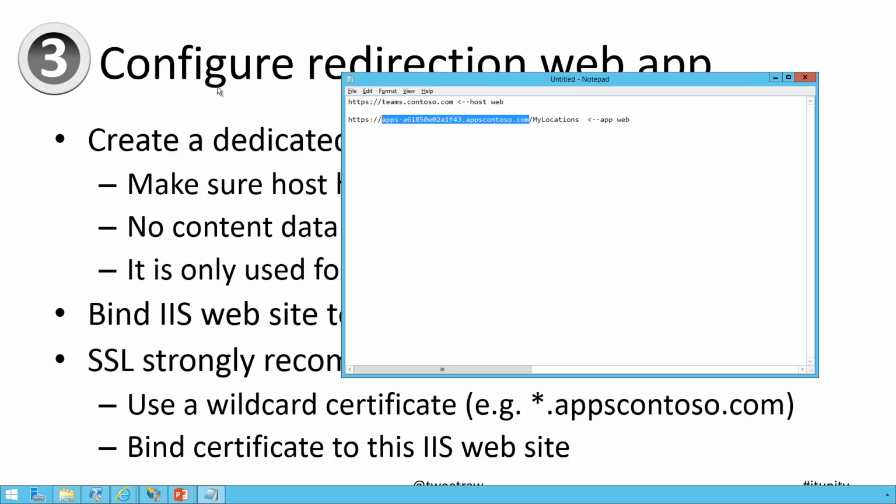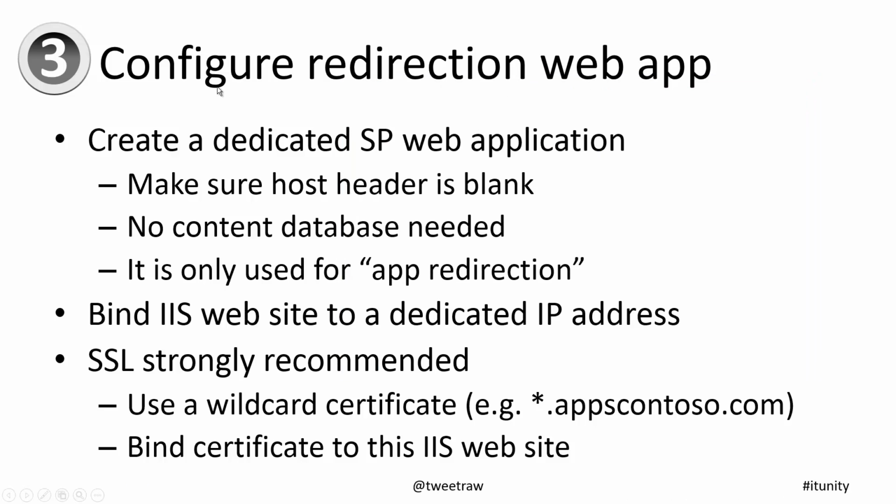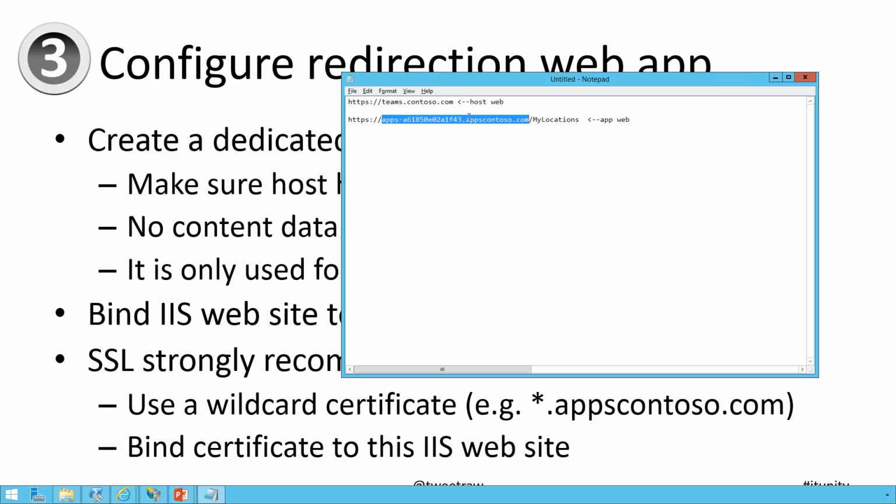Now there's a lot of detail on this, and I cover it in a lot more detail in my book. But let me give you a summary of how this redirect web app is going to be configured. First off, you're going to be creating a normal SharePoint web app. Nothing special about that. You can create it in Central Admin if you prefer; PowerShell also works. But you're going to want to make sure the host header is set to blank. It's a very important step. Do not give this web application a host header. And the reason is because the host header portion is usually this part of the URL.